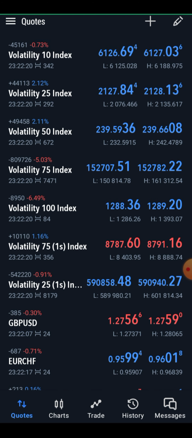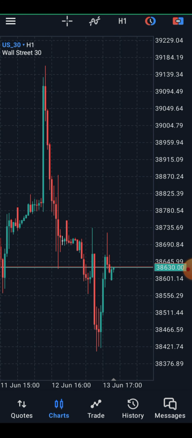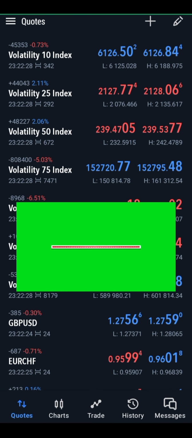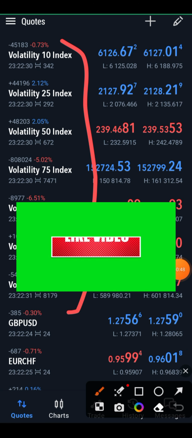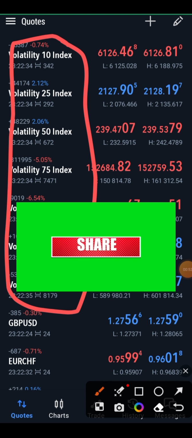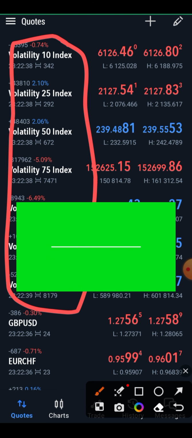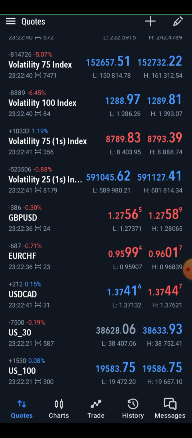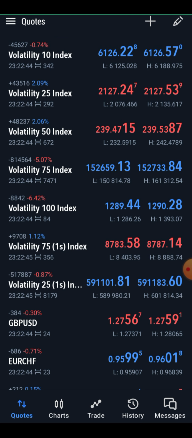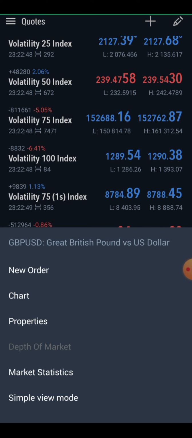It has both synthetic indices and normal currency pairs joined together, so that's why you are seeing all these other pairs here. Okay, so these ones are called synthetic indices. They mimic the normal market behavior, but they are not affected by news events, unlike currency pairs. So that's for that.